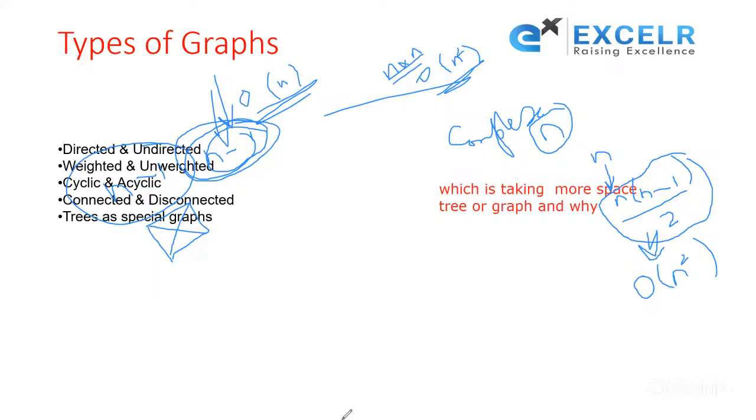Isn't it? So it can have a maximum of 1, 2, 3, 4, 5, 6 edges. So when we compare this with the formula, it comes out the same. Simply, if you have a graph of 5 vertices, what is the maximum number of edges in a graph with 5 vertices?